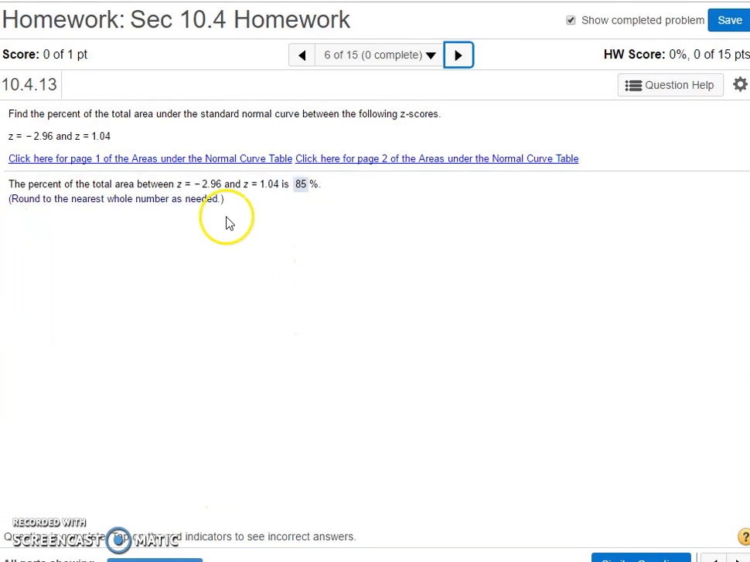Be really careful though, because if one is negative and the other is positive, what that means is one is falling to the left of the mean, the negative, and the positive is falling to the right of the mean. So when you look up the two values there, you have to make sure that you add them together as opposed to subtracting, because you're really minusing a negative.